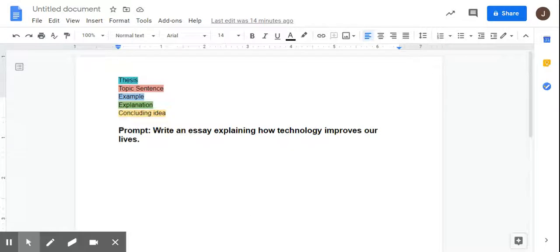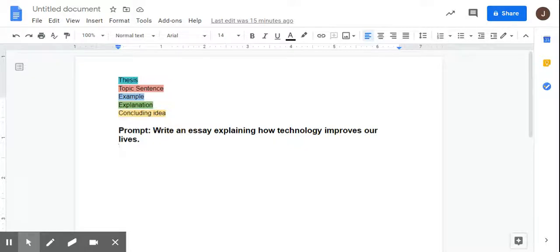Now remember, we've been talking about how when we're given a prompt, it's super important to pay attention to the angle that they want us to take in our writing. So for this prompt, it's not asking us, does technology improve our life? It's telling us technology improves your life, and that's what you're going to write about. So now I need to think up ideas for examples of how technology has improved our lives.